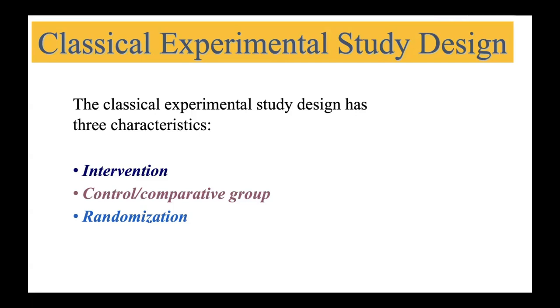Yes, the important things for a randomized controlled study are three. If one is missing, then it cannot be labelled a randomized controlled study. We have defined what is randomization, what is control, what is comparative control, what is intervention.